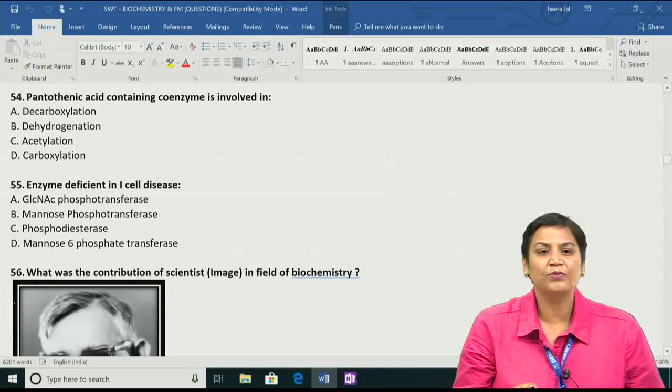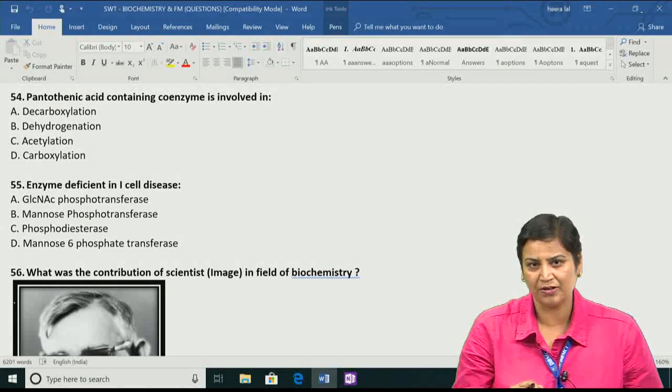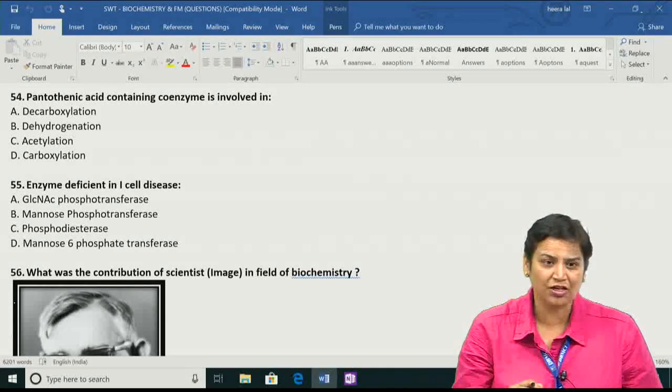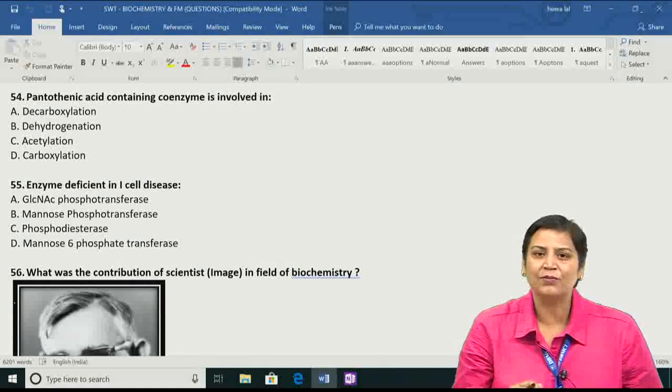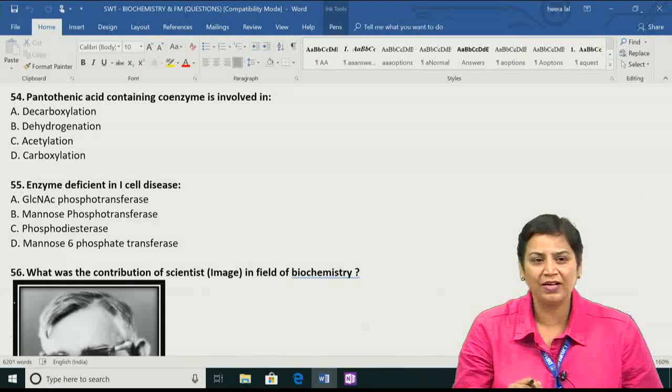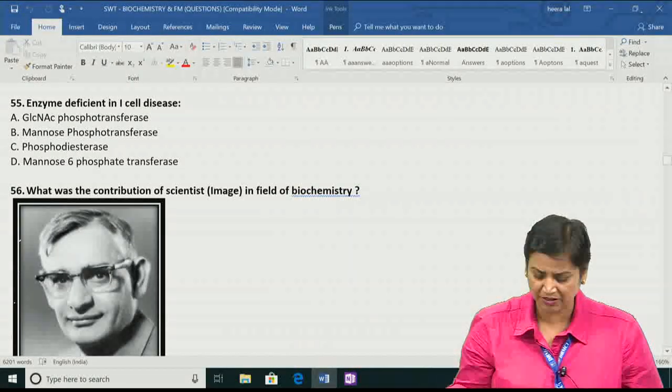Answers are given, options are decarboxylation, dehydrogenation. Now decarboxylation is removal of carbon dioxide. Decarboxylation always requires PLP for its function. Dehydrogenation, NADH is there, FADH2 is there for taking the hydrogen out. Acetylation is carried out by coenzyme A, and for carboxylation, biotin is required. So always remember, this is again a very, very important question which has been asked so many times in the exam.